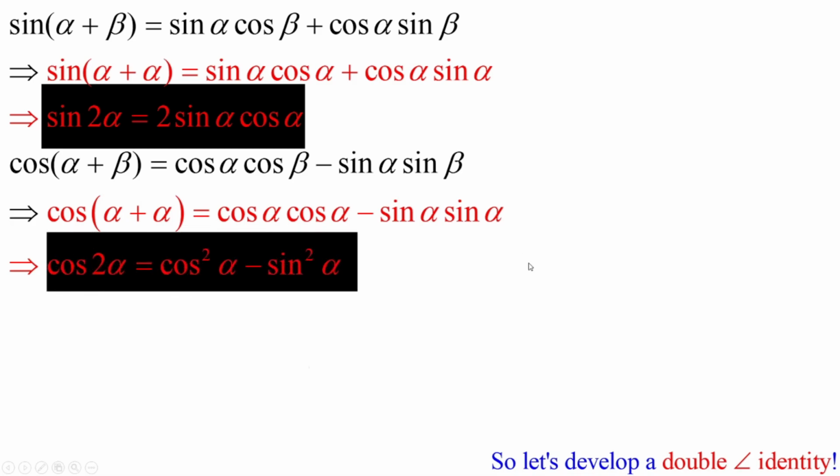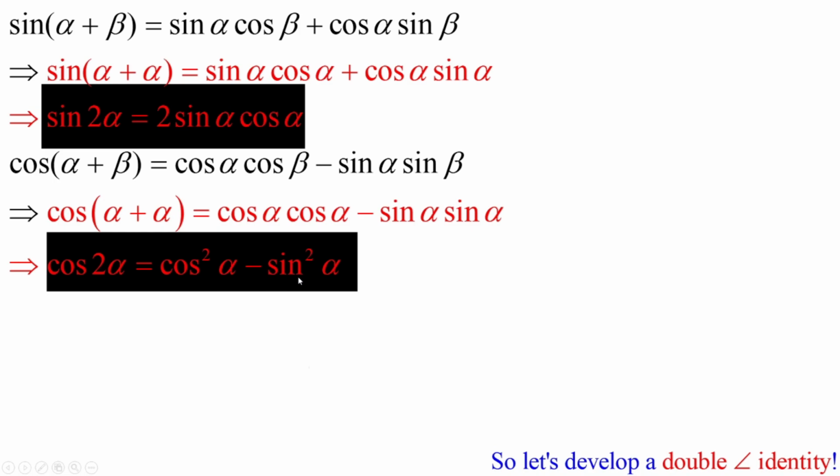Right there. Now, here's the situation here. Sine of 2 alpha, we only have one identity for. But because of our Pythagorean identities or our Pythagorean relationships, do you see the cos squared and the sine squared here?